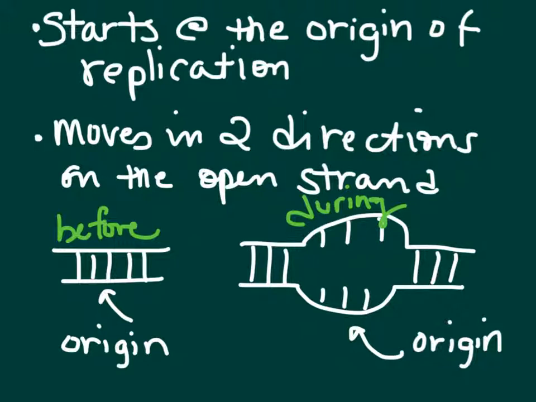That creates what we call a replication bubble. It looks like a bubble, right? It's like a little blip. It's a tiny replication bubble. And every replication bubble is composed of two replication forks. Here's one fork, and here's the other fork. So every bubble has two forks.